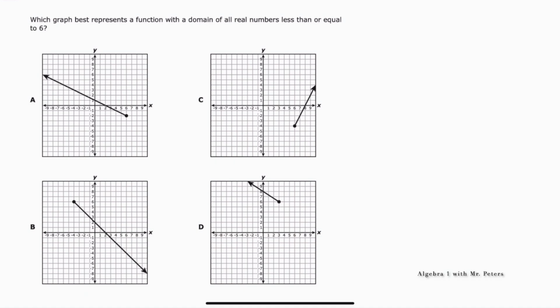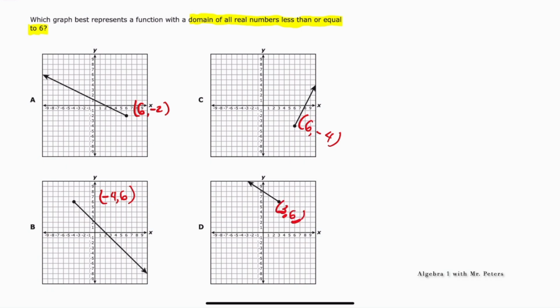In the first example, they're asking us to select the graph with a domain of all real numbers less than or equal to 6. So the best way to answer this is let's go in and identify the actual coordinate that the point is on. So in A, we're dealing with (6, -2). In B, we're dealing with (-4, 6). C, we have (6, -4). And then D, we have (3, 6).